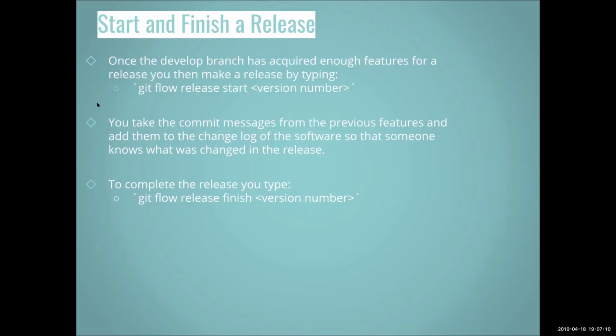And so then you can take commit messages from the previous features and add them to the change log of the software so that someone knows what was changed in the release. And then to complete the release, you would type git flow release finish, and then that version number that you specified earlier, 2.0 is the example.